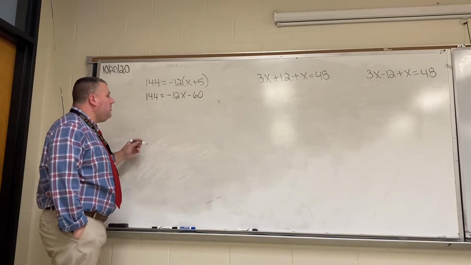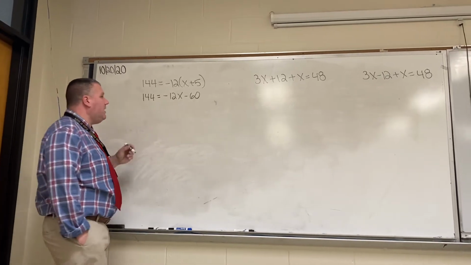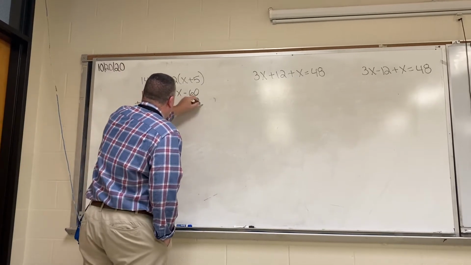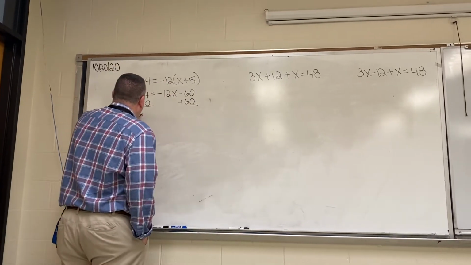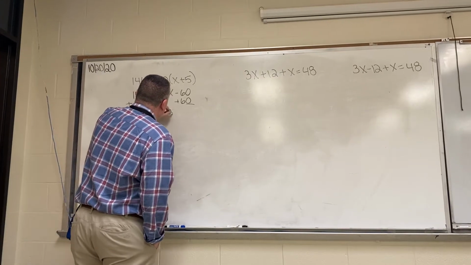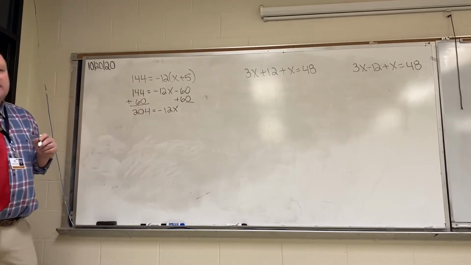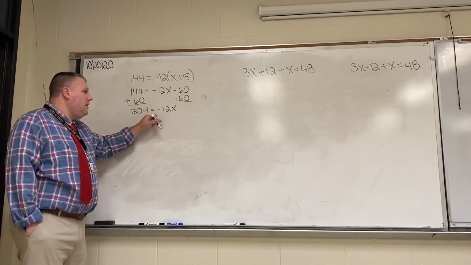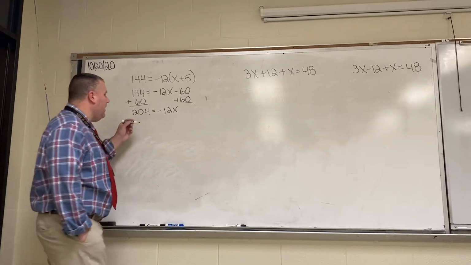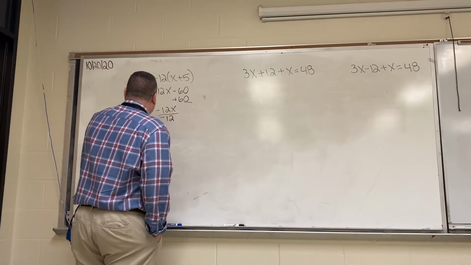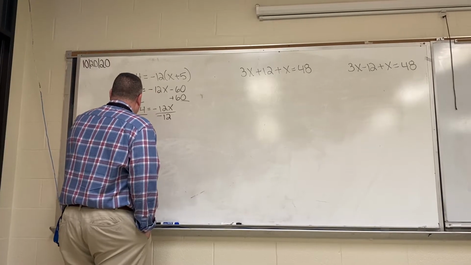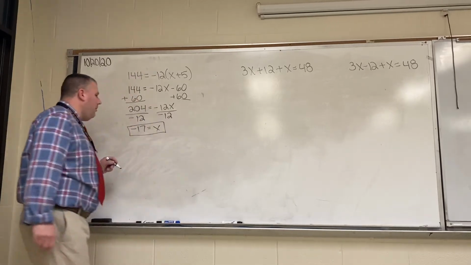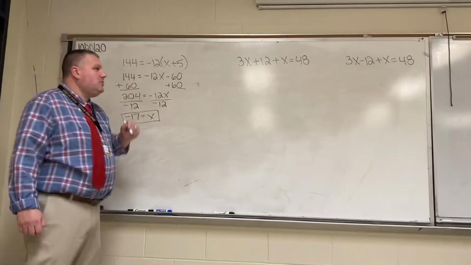Okay, so what we're going to have to do at this point is get the negative 12x by itself. So I'm going to add 60 to both sides. Okay, so I have 204 is equal to negative 12x. I need to get the x by itself. So the opposite of multiplying by negative 12 is to divide by negative 12. So I'm going to divide both sides by negative 12. Negative 17 is equal to x. So of course we would go back and we would check our work. Let's look at the next one.